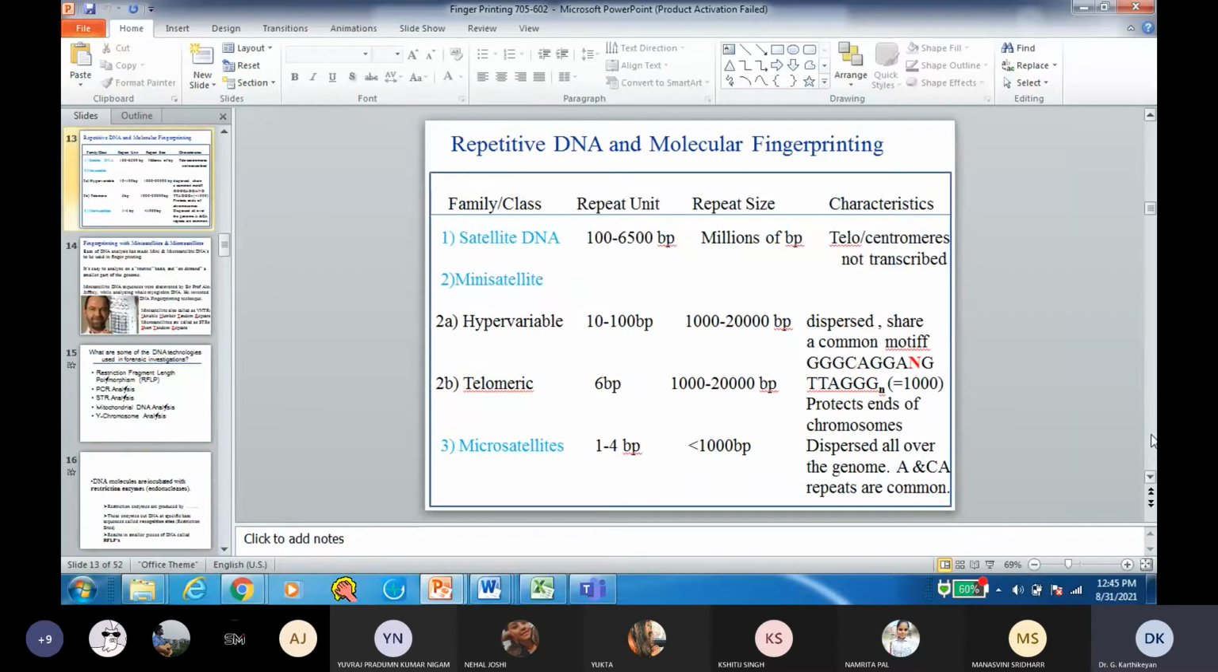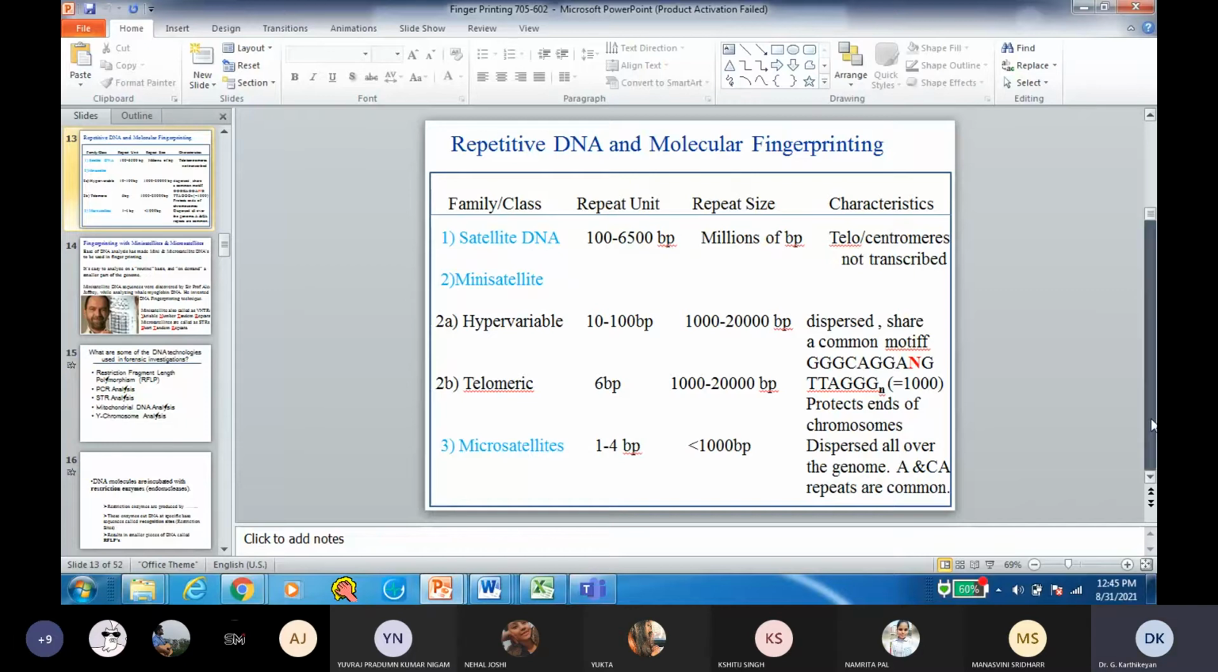So these repetitive DNA sequences are what are used for DNA fingerprinting. As I said, you have satellite DNA, mini satellite DNA, and micro satellites. Satellite DNAs were initially used for DNA fingerprinting. They gave way to mini satellites. Mini satellites have now given way to micro satellites. And today, for all practical purposes, it is micro satellites which are used for routine DNA fingerprinting. The repeat unit is about 1 to 4 base pairs, and you have several repeats, of the order of thousands of repeats, in the human genome.